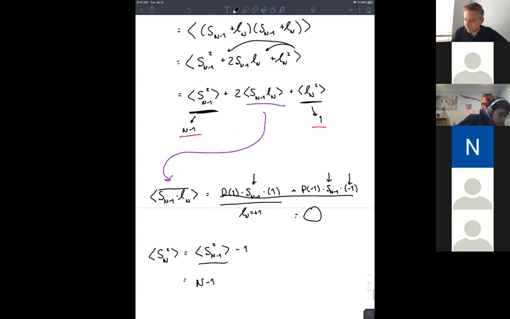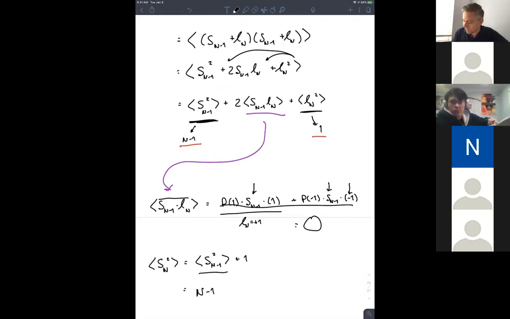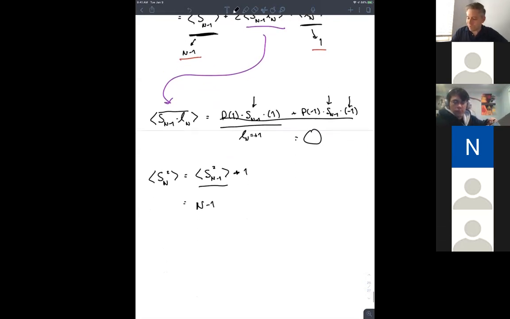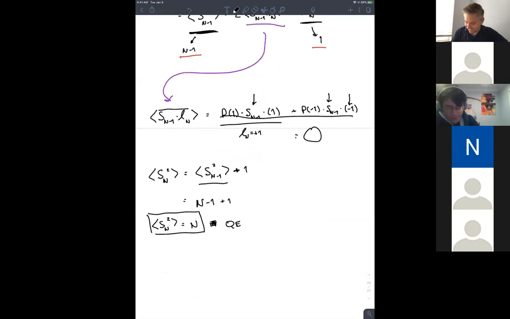Wait, did I do something wrong here? Oh, right, that's a plus sign. So what we get is n minus 1 plus 1, which equals n. It's exactly what we thought it was going to be. Quod erat demonstrandum. QED. So we have shown through induction that the average of S sub n squared is just equal to n.